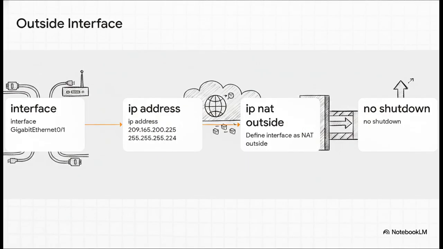Right, now for the outside boundary. We jump into interface Gigabit Ethernet 0/1. We give it its public IP address with IP address 209.165.200.225 and a subnet mask of 255.255.255.224. And right there in step 3 is the exact counterpart to what we just did, IP NAT outside. Finish it off with no shutdown. Okay, your router now knows exactly where the private network ends and the wild west of the public internet begins.